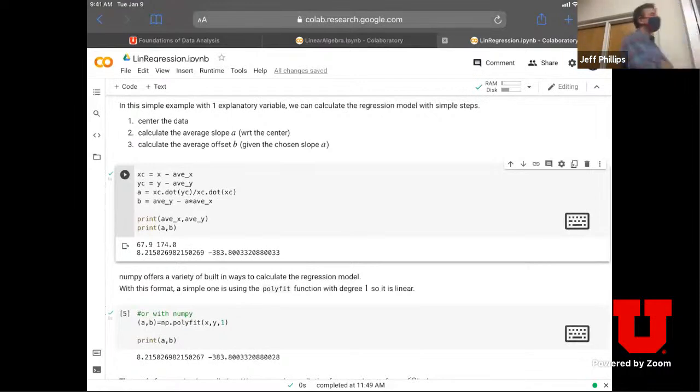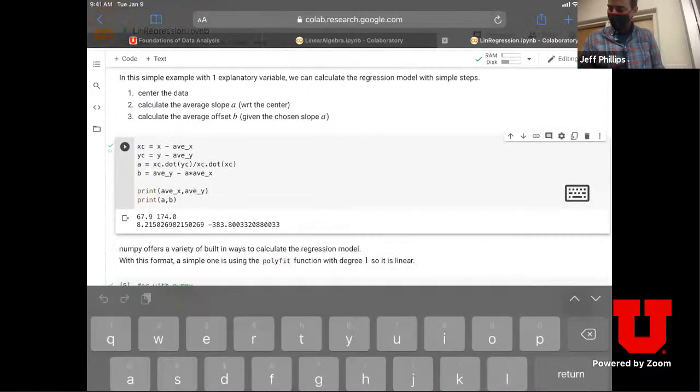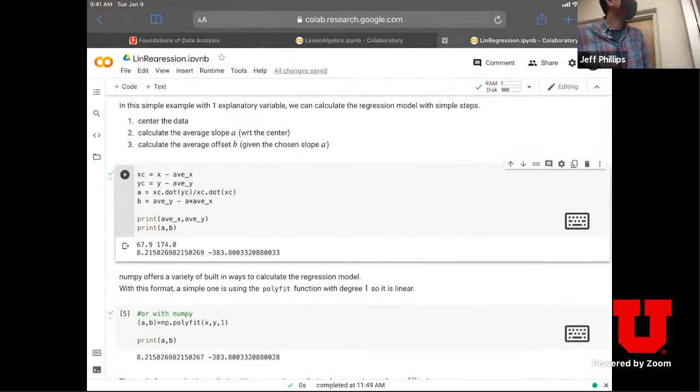I do xc dot yc divided by xc dot xc. I could have instead used the norm squared on this line here, but this is just as easy. And then I solve for B, which is the y average minus A times the x average. Okay, and then I can print these out. I print out the x and y average again for whatever reason, and these are A and B.